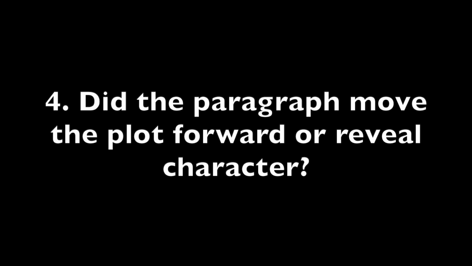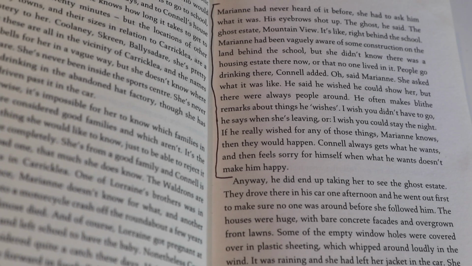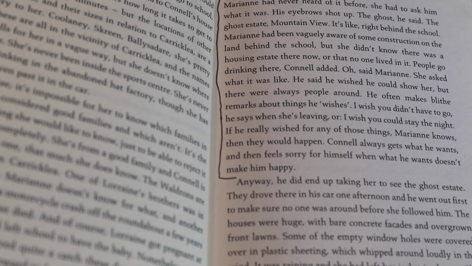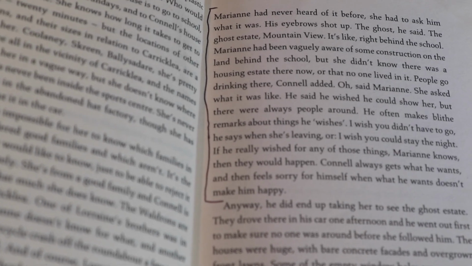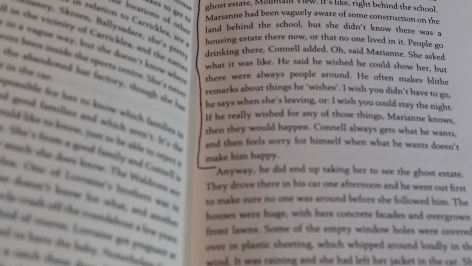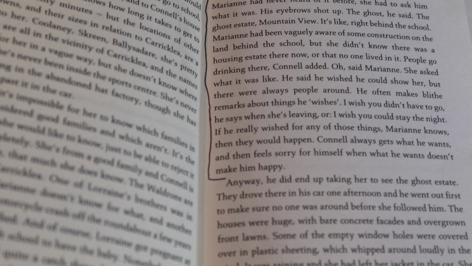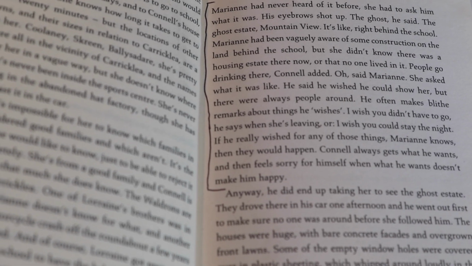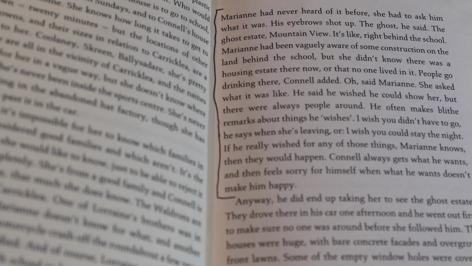So now let's take a look at an example from Sally Rooney's bestseller, Normal People. Here's an excerpt from Normal People where Connell, the boyfriend or would-be boyfriend, and Marianne, the girlfriend or would-be girlfriend, are meeting at an abandoned house, and this is Marianne's interiority.